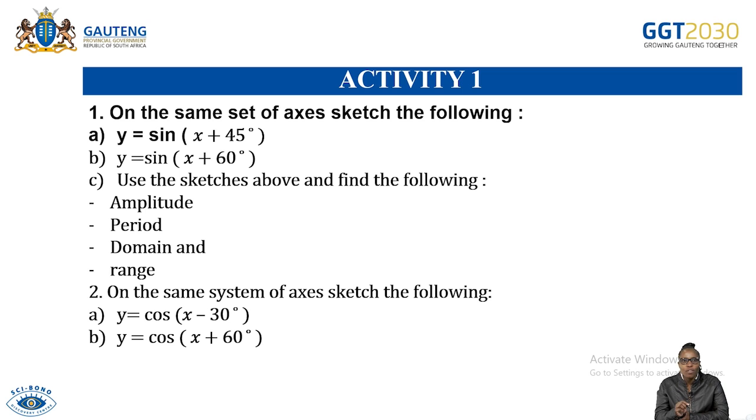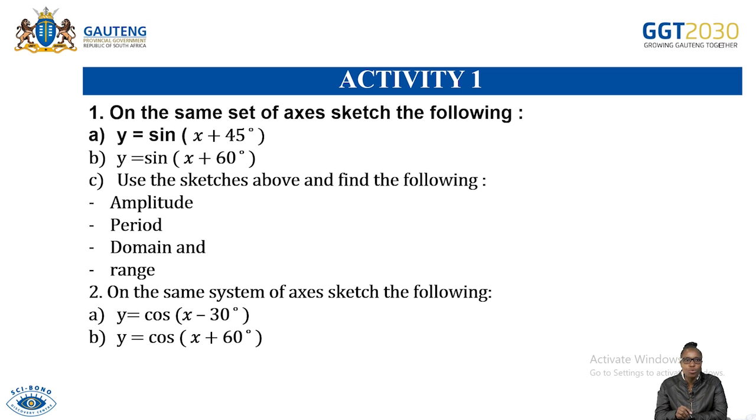And you must also find the period of that graph. Where am I going to have a full cycle of the graph, or a full shape of the graph, both x plus 45 and x plus 60. And you must also tell me the domain as well as the range. Remember, I said the domain is all the x values that you're having for the graph. And the range is all the y values of the graph.